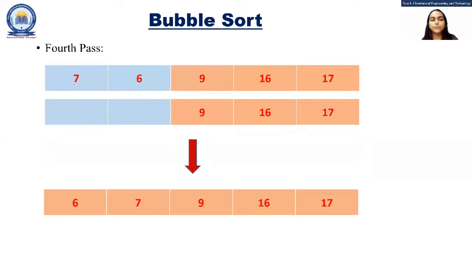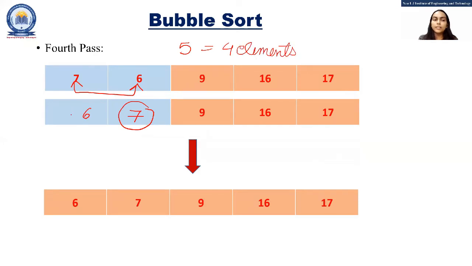So we are just left with the first checking, right? First comparison, that is between 7 and 6, and it would get swapped. So it would be 6 and 7. So when 7 is at its correct position, students, if the array size is 5 and 4 elements are already sorted, what does that mean? It means that the remaining one element is definitely at its correct position, obviously, because if 4 elements are already sorted, the fifth has to be at its correct position.